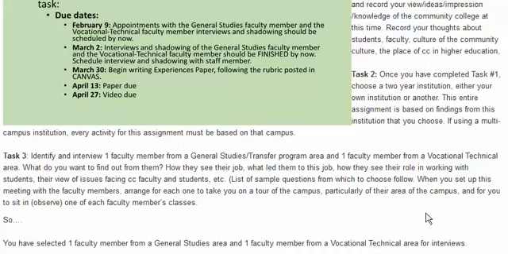So, when you set up the meeting with each of these faculty members, you need to arrange for each one to take you on a tour of the campus. Now, you probably have already been on a tour of the campus, you know your way around. But the idea here is to see the campus from this person's viewpoint, not from yours, from the viewpoint of the various faculty members. As you set up a time to interview them, you want to set up a time for the tour and to observe one of their classes.